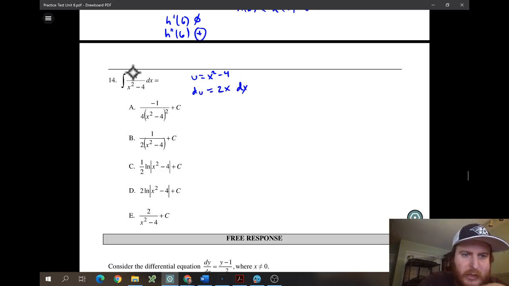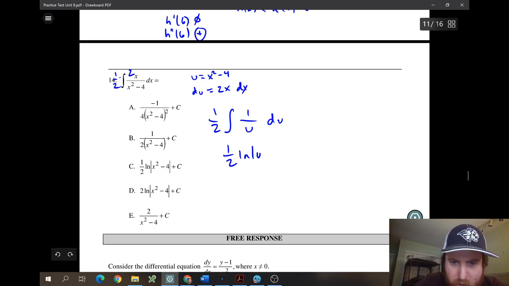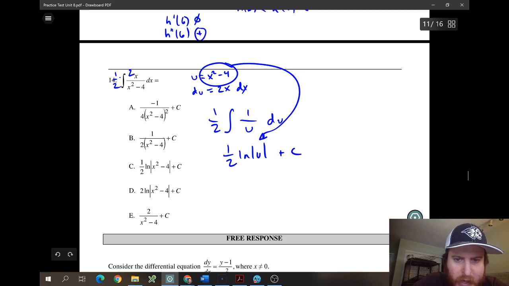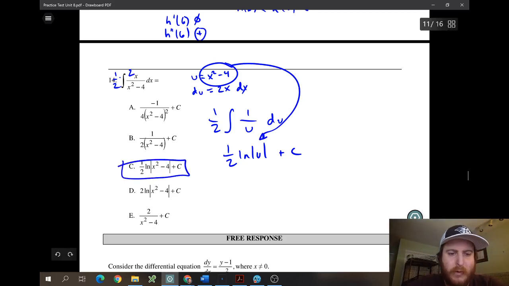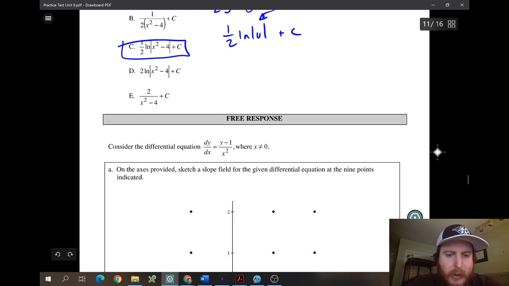So du is 2x dx, so times 2 times 1/2. And we get 1/2 integral. The 2x dx becomes du, I'm going to put at the end, and then the 1 over x squared minus 4 becomes 1 over u. This becomes 1/2 ln of u plus c. We plug this back in for the u, and we get 1/2 ln of x squared minus 4 plus c, choice c. Right. So I might put on the exam one of those really hard u sub ones as extra credit. If you want to review that, go back to the last test video I made, and there are a couple of those in there.